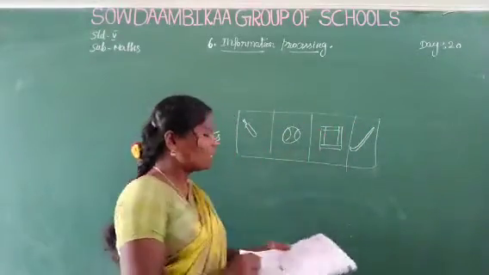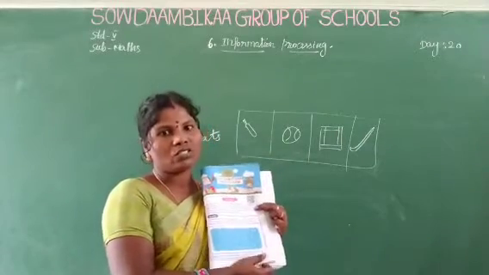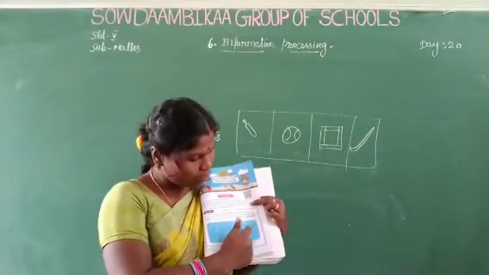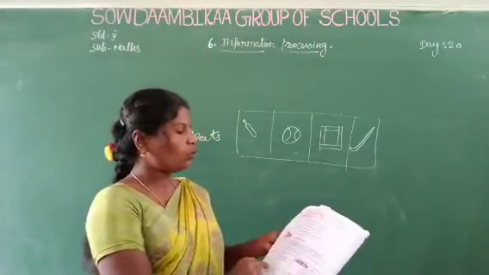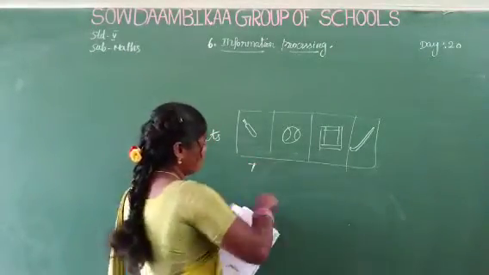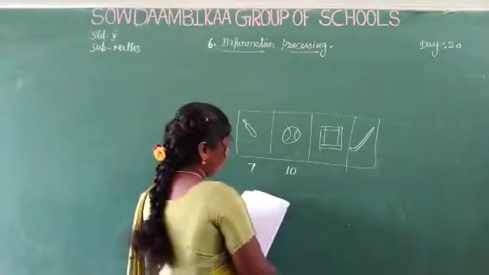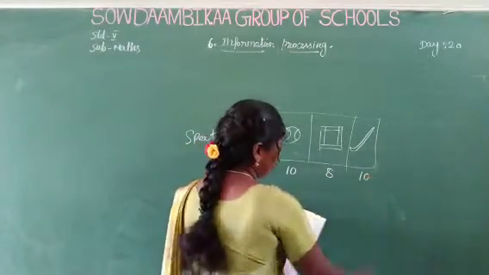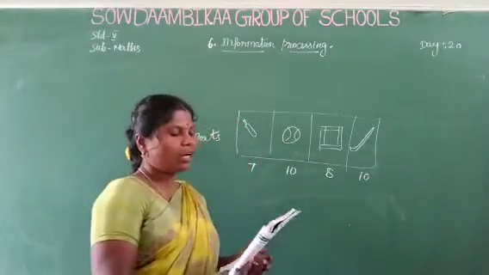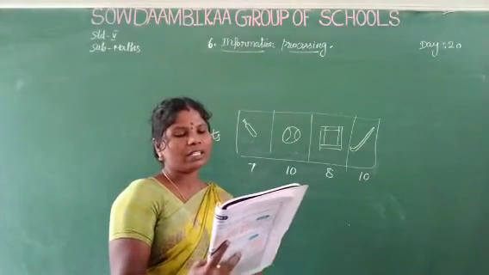Now see, take page number 81. Count the bats, how many? 1, 2, 3, 4, 5, 6, 7. So 7 bats. Next, the same way, how many volleyballs? 10 volleyballs. And how many carom boards? 8 carom boards. And how many sticks? 10 hockey sticks. Now some questions are asked. I say the answer, you take the pencil and write it.